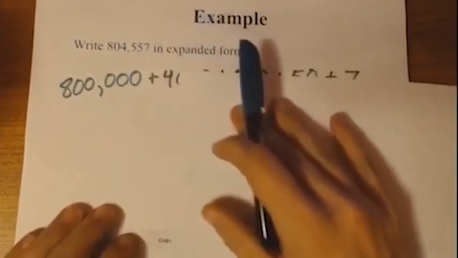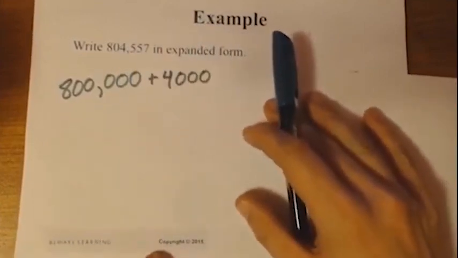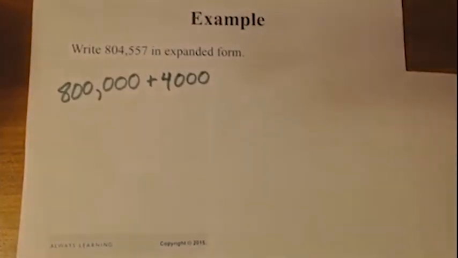And our next digit is 0. So we're not going to add anything just for that. We're going to move on to the 4, which is in the thousands spot. So we're adding to that 4,000. Go ahead and write out the rest of what expanded form would be here.